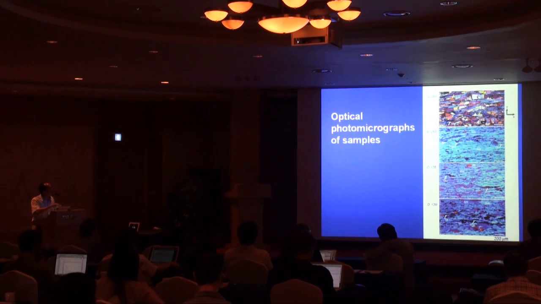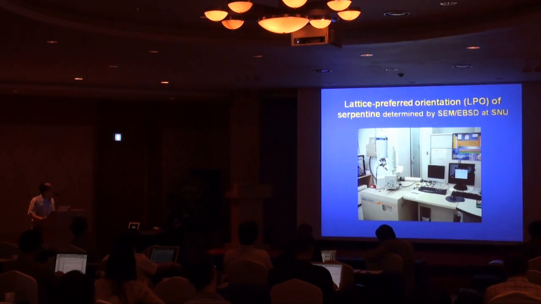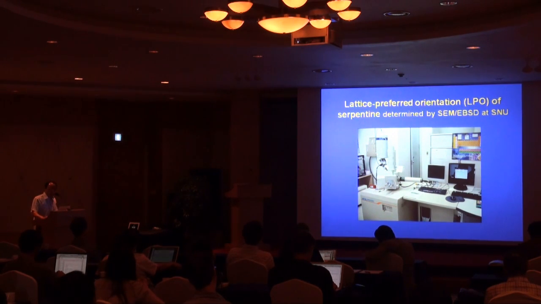Then this sample contains a higher content of serpentine, 87%. And the bottom two samples are from Punta Rolina. The serpentine content here is 93%. The bottom one has 18% magnetite in it. Then the lattice preferred orientation of serpentine was determined by EBSD.